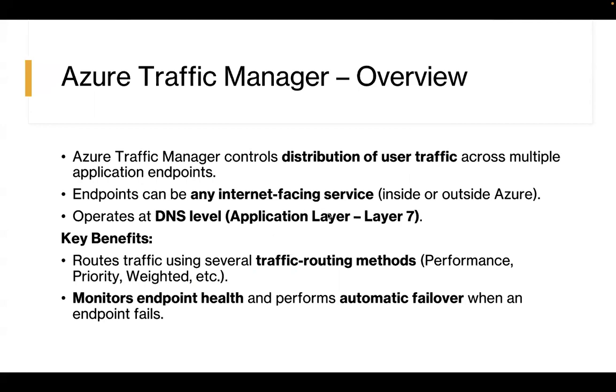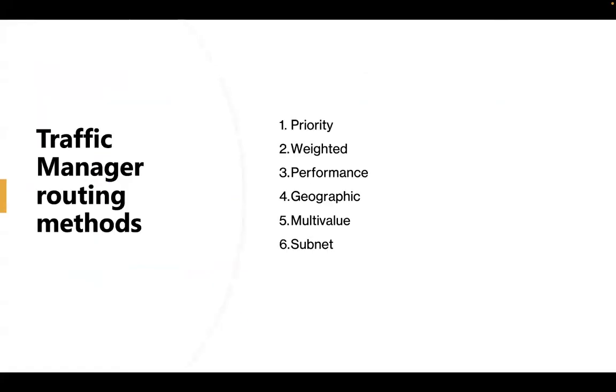And it works on application layer, layer 7. The key benefits are it has some traffic routing methods, based on which the user is guided to reach out to the endpoint, and it monitors endpoint health and performs automatic failover. So it monitors the endpoints and does the automatic failover, same like the other two networking components. So now let's see. This is one important thing, as I mentioned. Though it is a simple topic, we need to remember these routing methods.